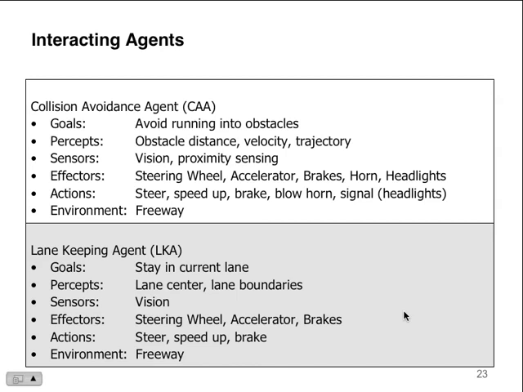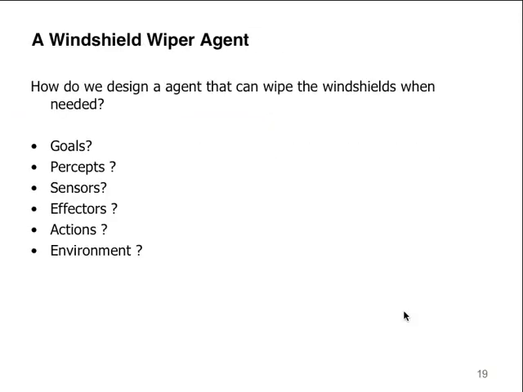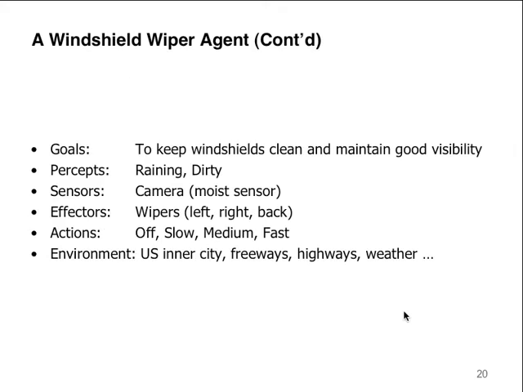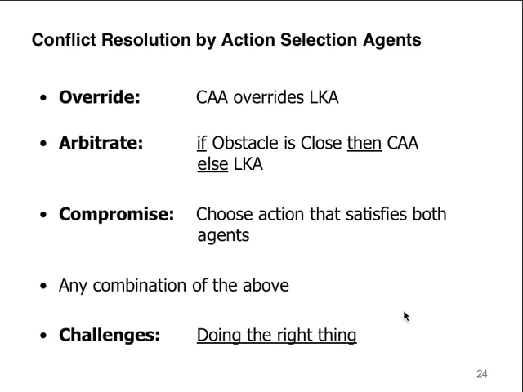I'm going through this stuff because this is what you need to do for the assignment. Because I'm going to ask you something like this, and it's going to say, how would you design an agent that can wipe the windshields when needed? Well, that's how you would design one. This is the information that you need to put into the design. It's just a roadmap, and it's just one way of solving the problem, essentially. It's coming up with the information that you would need for it.